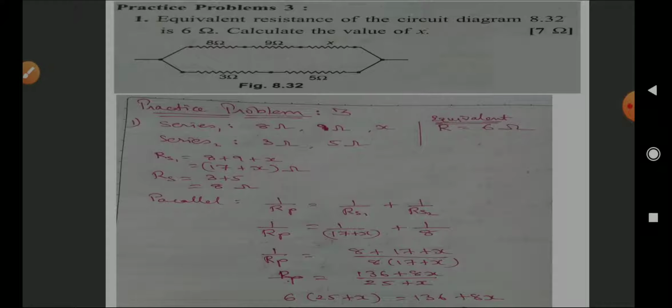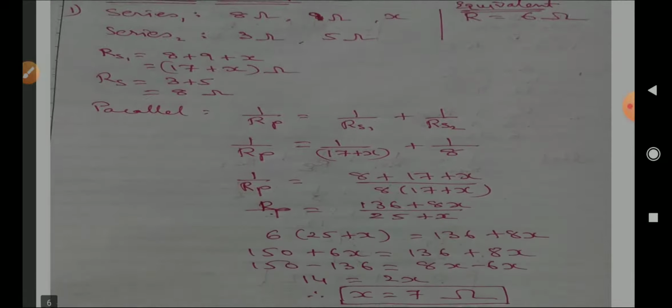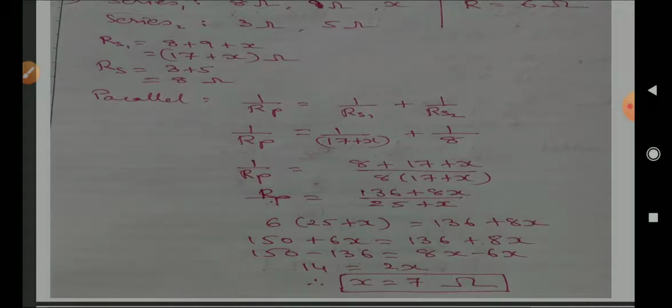So series, which are in series? 8 plus 9 plus x, as well as 3 plus 5. So 8 plus 9 plus x, that gives you what? 8 plus 9, 17, 17 plus x, and the series, the below one, that is 3 plus 5, that is 8. Now both of them are in parallel, so 1 upon 17 plus x plus 1 upon 8. So Rp is equal to, what you get Rp? Rp you get 136 plus 8x upon 25 plus x.